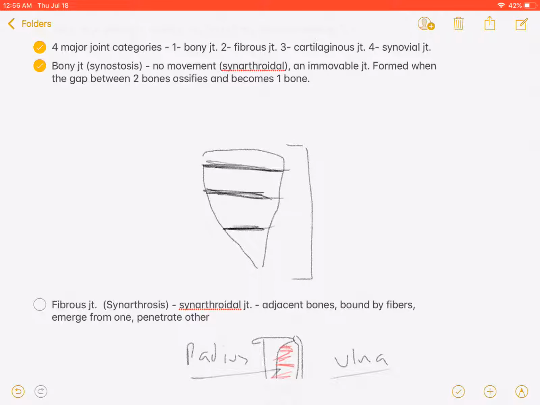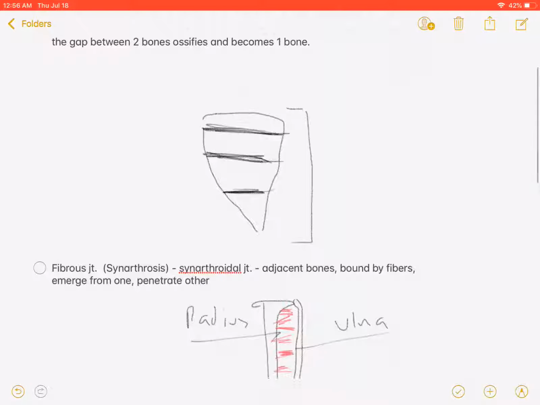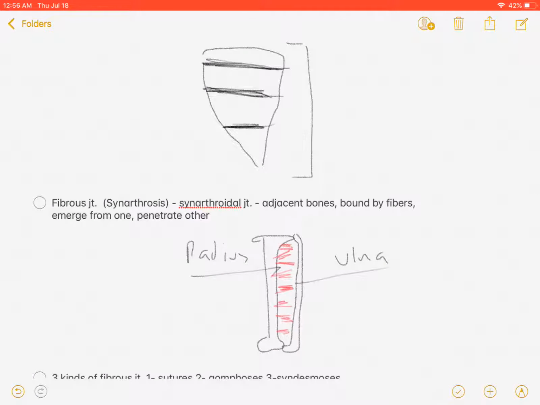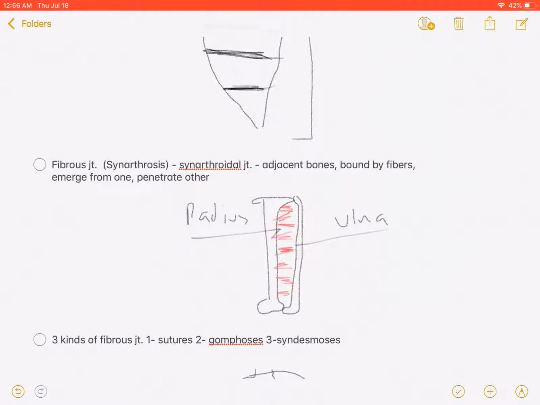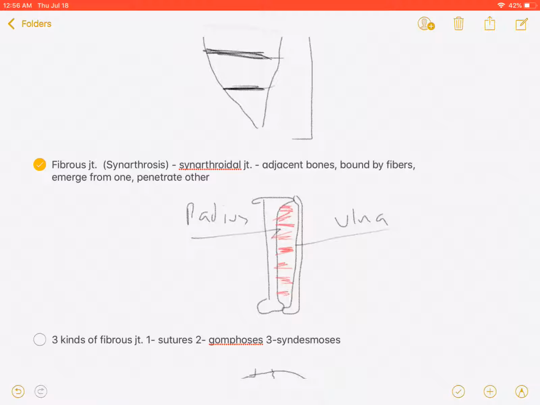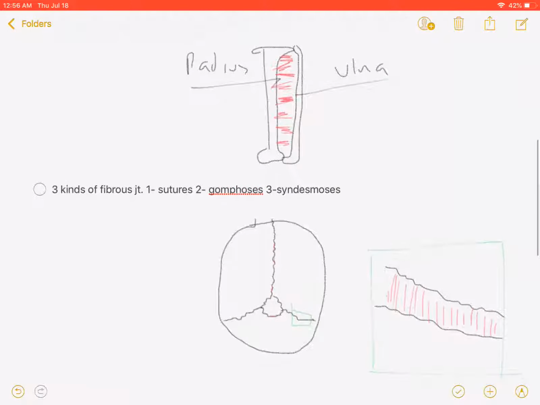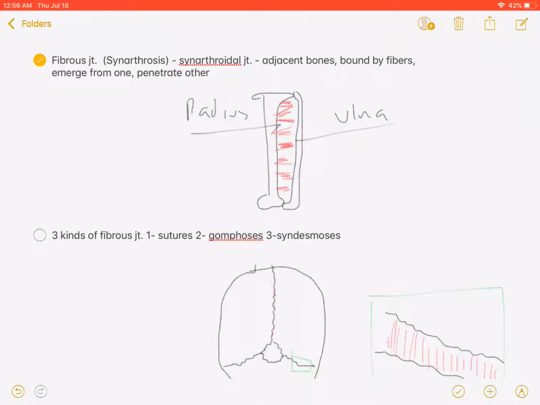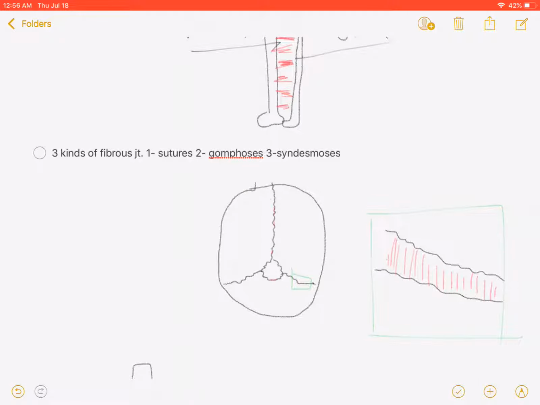You see this little tornado-looking thing? I thought that looked like the coccyx. Couple of parts, fused, now one bone. So it becomes a bony joint. Fibrous joint or synarthrosis. It's a synarthroidal joint. Adjacent bones bound by fibers emerge from one and penetrate the other, like the interosseous membrane between the radius and the ulna. Three kinds of fibrous joints: sutures, gomphoses, and syndesmoses.